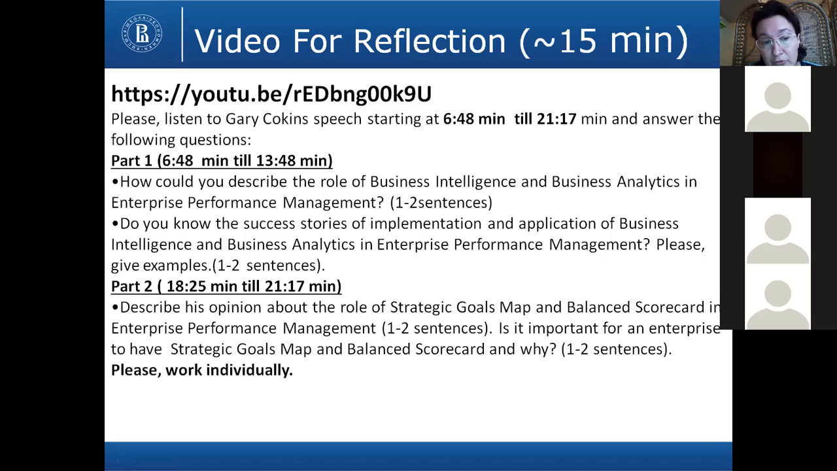And part 2, second part, will be dedicated to the strategic goals map and balance scorecard. And your task will be to describe the opinion of Gary Cokins about the role of strategic goals map and balance scorecard. Again, 1 or 2 sentences will be enough. And please describe your opinion. Is it important for an enterprise to have strategic goals map and balance scorecard, and why? 1 or 2 sentences. Please work individually, and please attach your files with your answers in project.